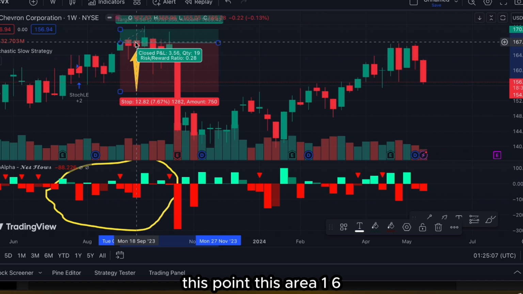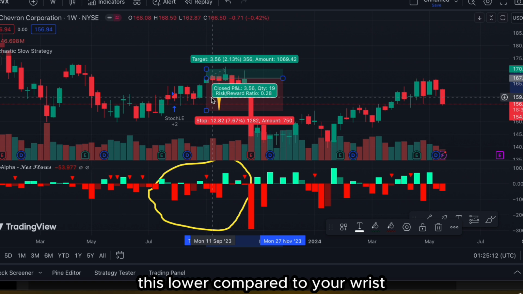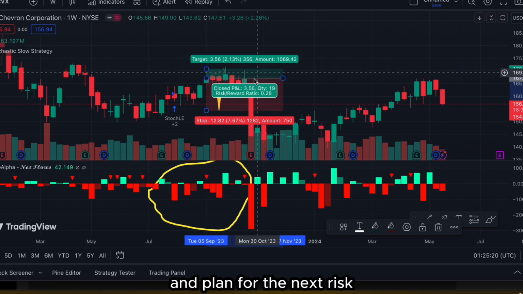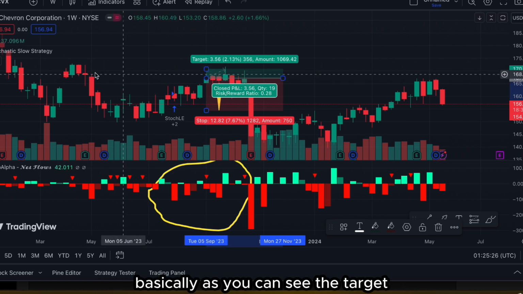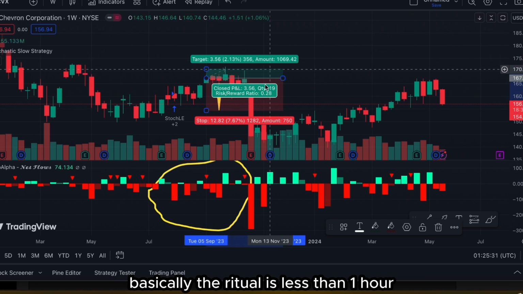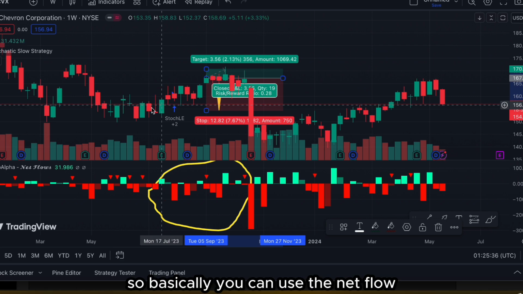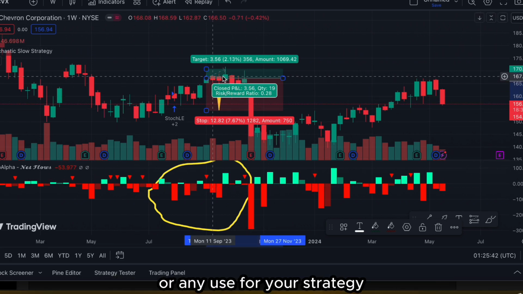So basically if you are at this area, 167, your reward is lower compared to your risk. So you can just take your position out and plan for the next position with a higher risk reward ratio. As you can see, this is the target and this is the downfall. The risk reward ratio is less than 1. This is not suitable to plan a trade. So you can use the net flow to determine whether you want to plan your trade and use it for your strategy.